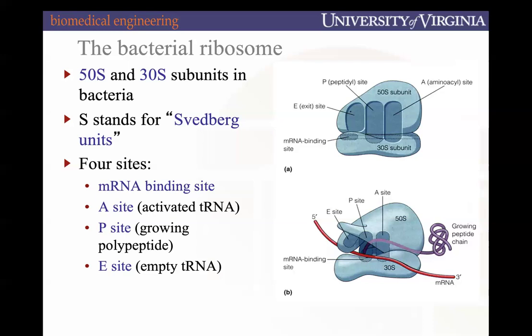So again, to help you remember what the A site, P site, and E site are for, it's in the nomenclature itself. You can think of A as for activated or amino acid. That's where the loaded transfer RNA is going to be bringing in the amino acid. The P site is where the polypeptide is, where it's going to be adding on to the peptide, and E site is the exit or empty site.